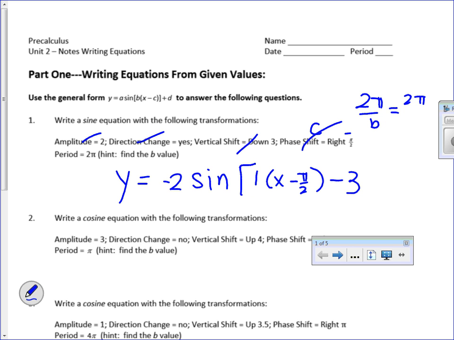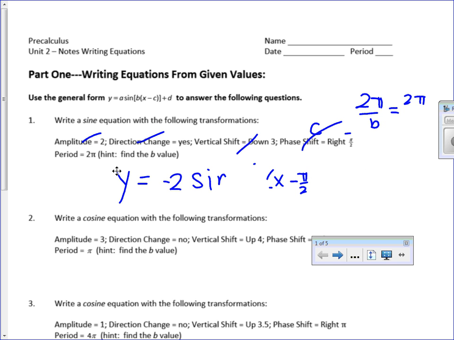The b always goes outside parentheses in brackets, but is the 1 really necessary? No. Are the brackets really necessary? No. If you put the brackets every time, you are guaranteed to always get it right. Okay, I'm not going to take points off if you write it like this. But the most simplified version of that would just be x minus pi over 2.